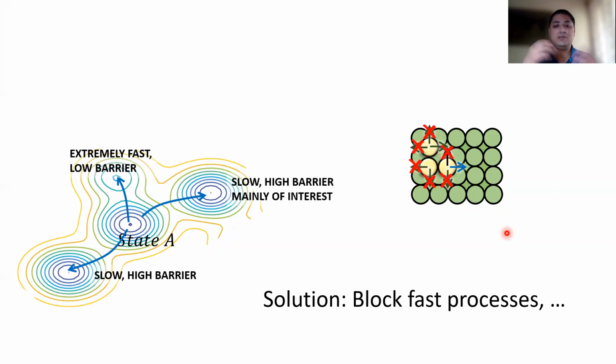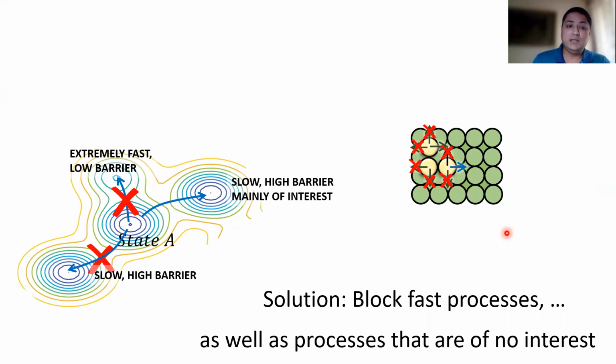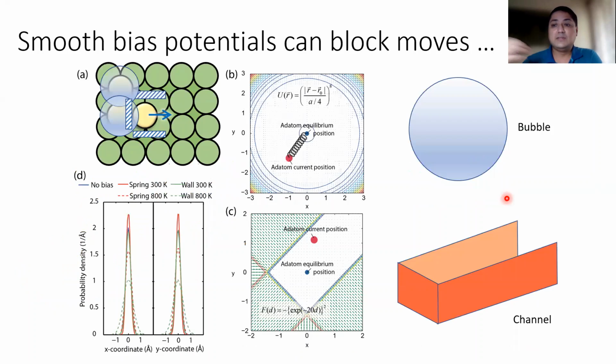The solution is basically to block the fast process somehow so that there are no transitions along those paths. And we can block the other paths also, which are of less interest, so that transitions mainly happen along the paths that are of interest. And so for our silver example, we can, for example, block all of these other paths, and try to have transitions only along the blue arrow. So this step is achieved through the use of bias potentials, some blocking potential that can stop the move from happening. And there are 2 types of bias potentials that we use.